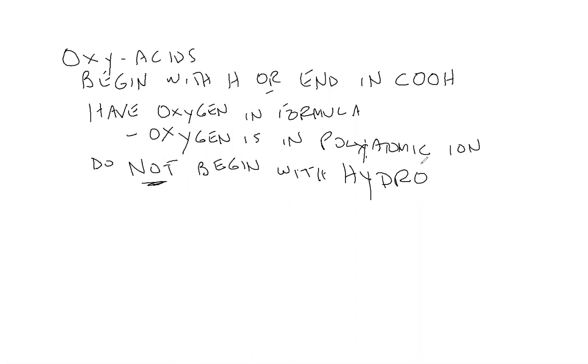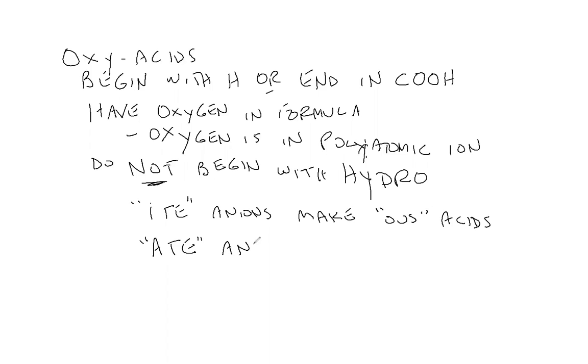So this is the way it works. We're going to look at the anion. And our anions that end in ite, so our ite anions make ous acids and our ate anions make ic acids. So we have to know our polyatomic ions.